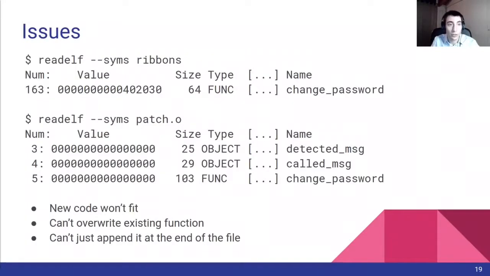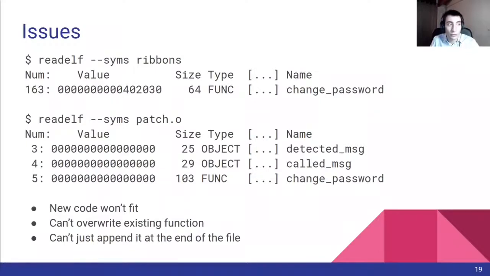And the second issue, maybe even bigger, is that if we try to compile our code and check how big the function that we compiled is, we'll see that it is bigger than the original one. So the new code won't fit over the old one. We can't just overwrite the existing function because we would also overwrite what comes after it. And it turns out it's not enough to just append the new function and the new data at the end of the file, because of how binaries work.